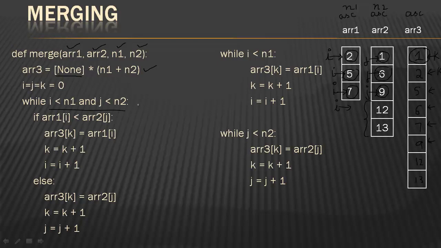When will I be out of this while loop? If any one of the arrays gets over. Both the arrays will never get over first. Even if they have an equal number of elements, only one of them will be over first. Then you're coming out of this first while loop and checking, does your array 1 still have elements? Then you transfer the elements of array 1. Or does your array 2 still have elements? If it still has elements, you transfer the elements of array 2. Is that clear?